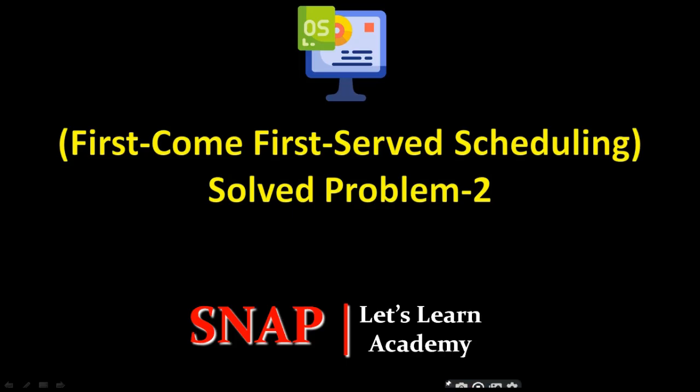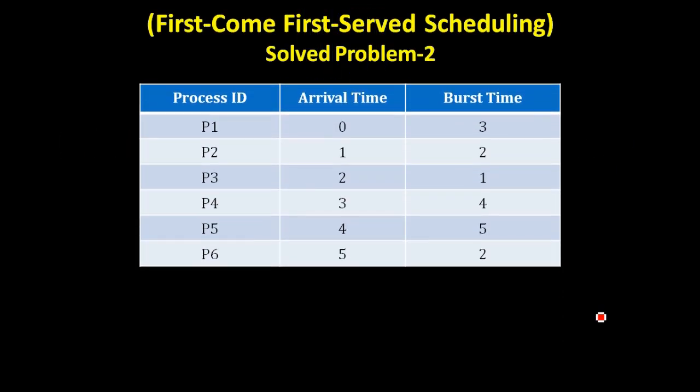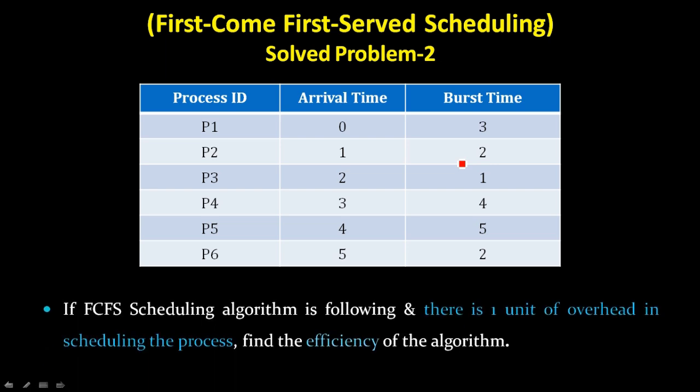Now in this lecture, we are going to solve one more problem on first come first serve scheduling algorithm. We have 6 processes and we have their arrival time and burst time. So consider this problem with FCFS scheduling algorithm.